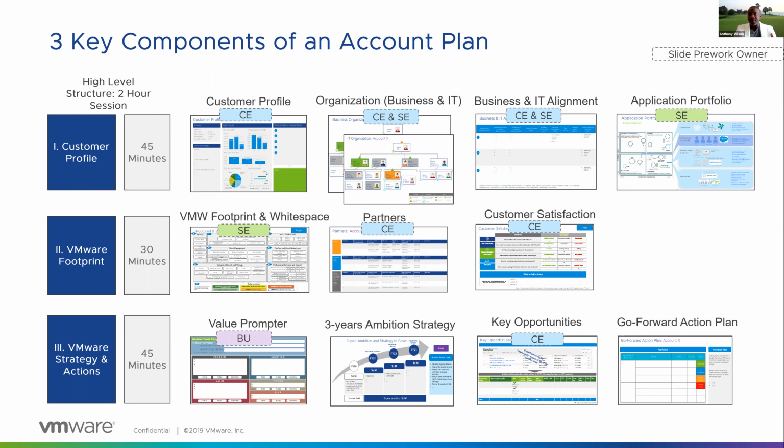And normally you would spend 45 minutes in a live session going through that area. The next would be the VMware footprint, where we spend 30 minutes looking at the VMware footprint and white space, the partners that are involved, and then the customer's satisfaction with VMware based on NPS score surveys. And then finally, the third section is the VMware strategy and action. So each BU specialist would then talk about what they have going on using their value prompter. There'd be a look at the 3-year ambition and strategy for the account. What are some of the key opportunities that we're working on? And then the go-forward action plan.